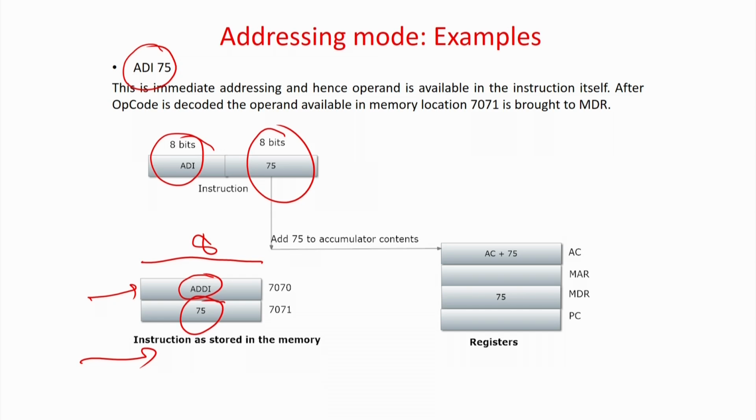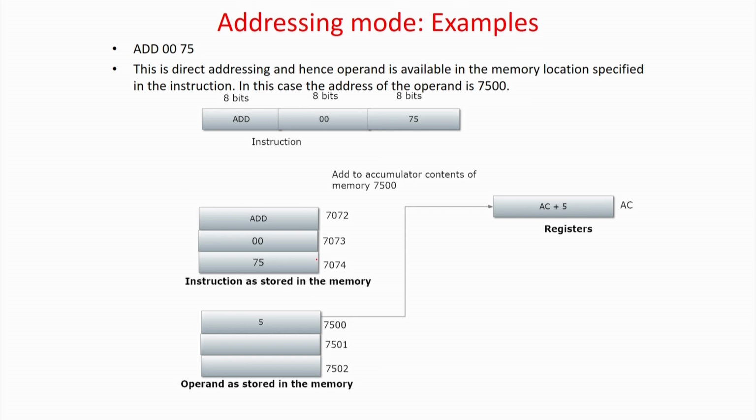So, what happens? The data is 75, and add immediate means load the value 75, add the value of the accumulator with 75 and store back in the accumulator. So, this 75 is taken, added to the accumulator and written to the accumulator itself. This is the example of an immediate addressing mode, and how it is stored in 2 words, we have shown that.